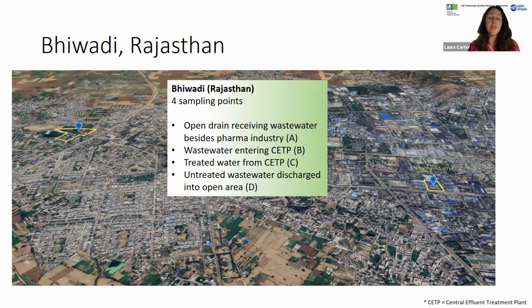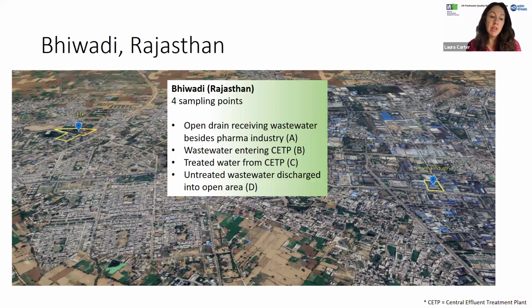So now I'm quickly going to move on to our second sampling site, Baradi in Rajasthan. This is a slightly different concept that we took to the sampling campaign. Here we've got 4 sampling points, but we're not focused on a river or an environmental area in that sense. We focused our analysis on identified areas where we thought there would be hotspots of pollution. So we had samples collected at a central effluent treatment plant, or CETP, for the influent and the effluent.